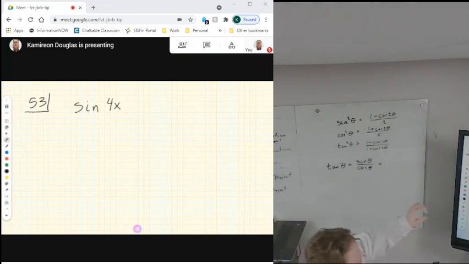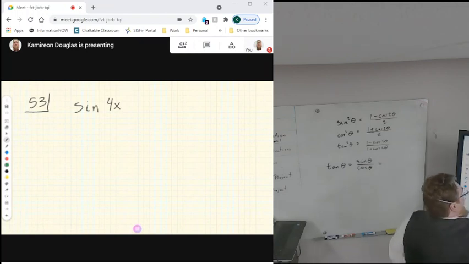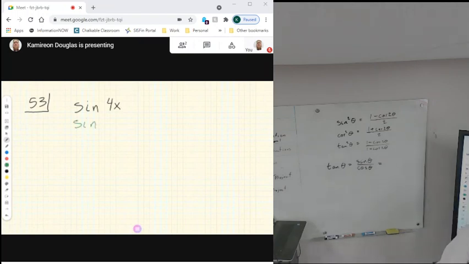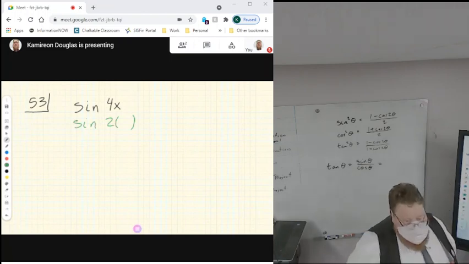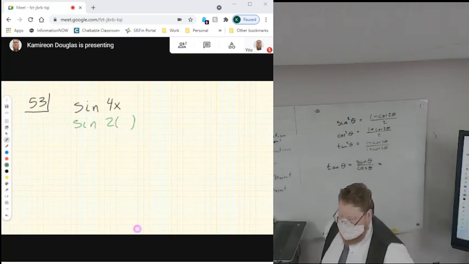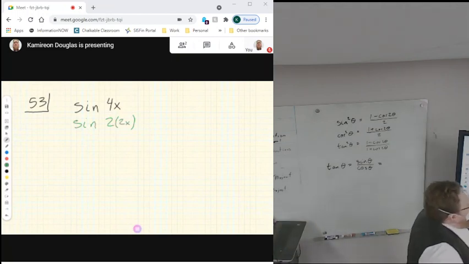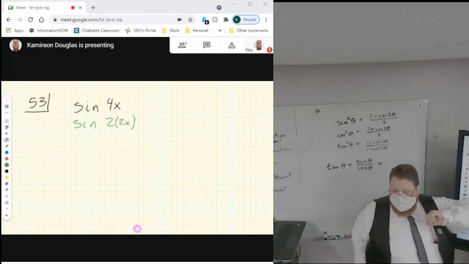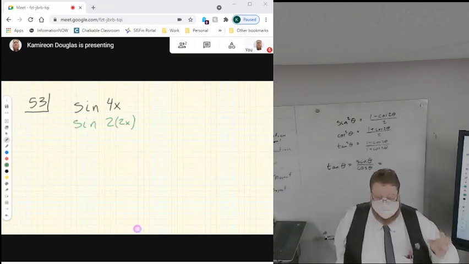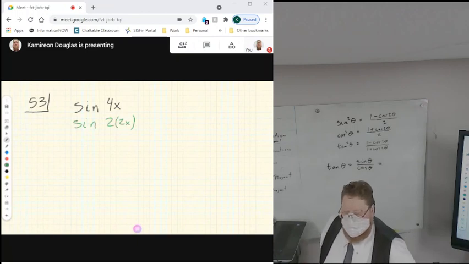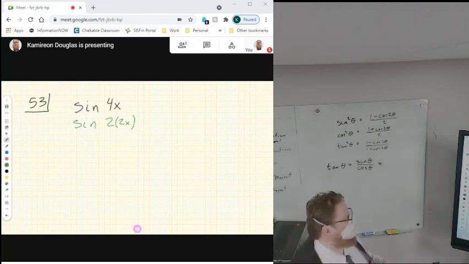I do not have a rule that will solve me for sine of 4x. I do have one that will solve me for sine of 2 times something. It's called the double angle formulas. In this case, I will use sine of 2 times 2x. Functionally, these are the same things, but the second one is now in a form that I can use a shortcut on. Here we go.